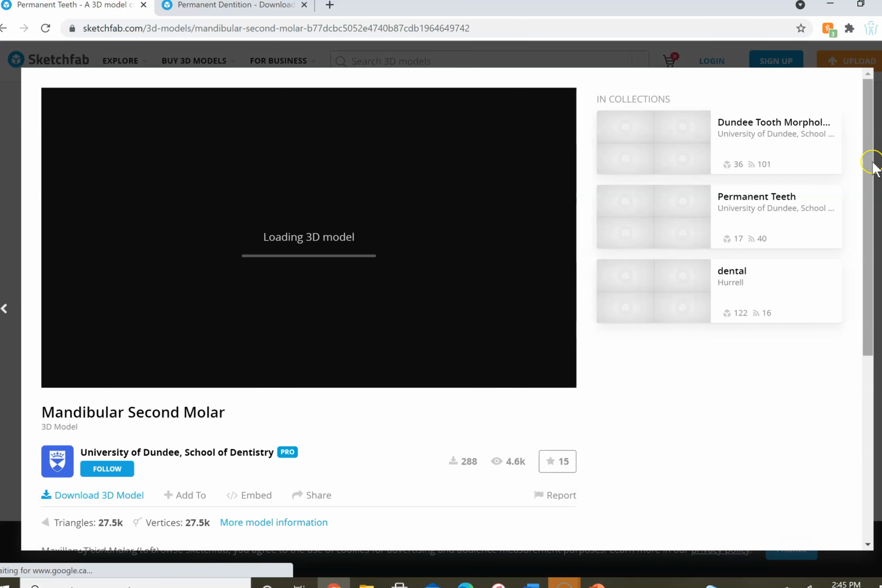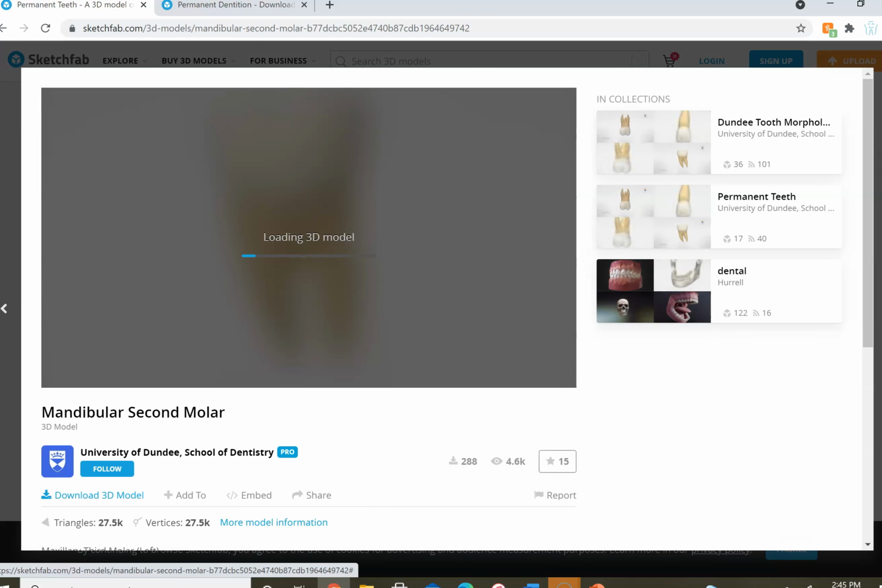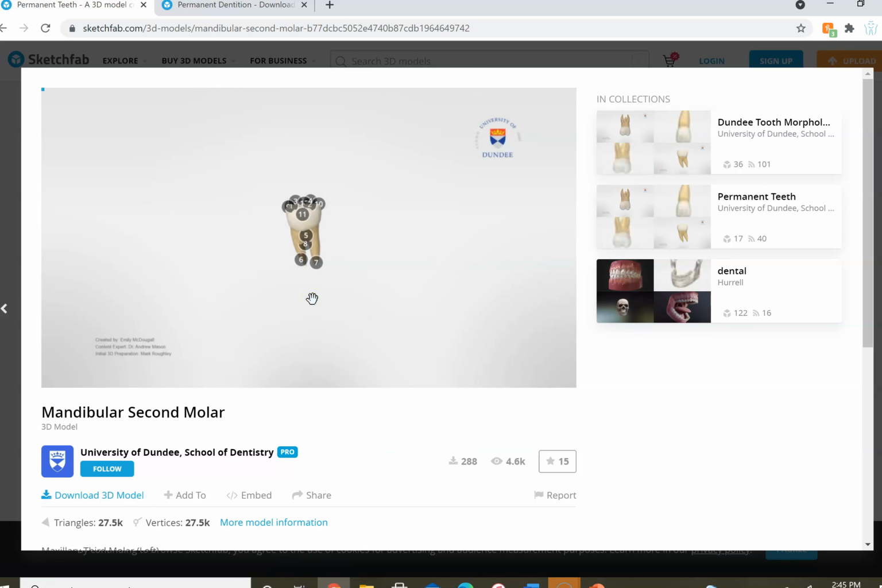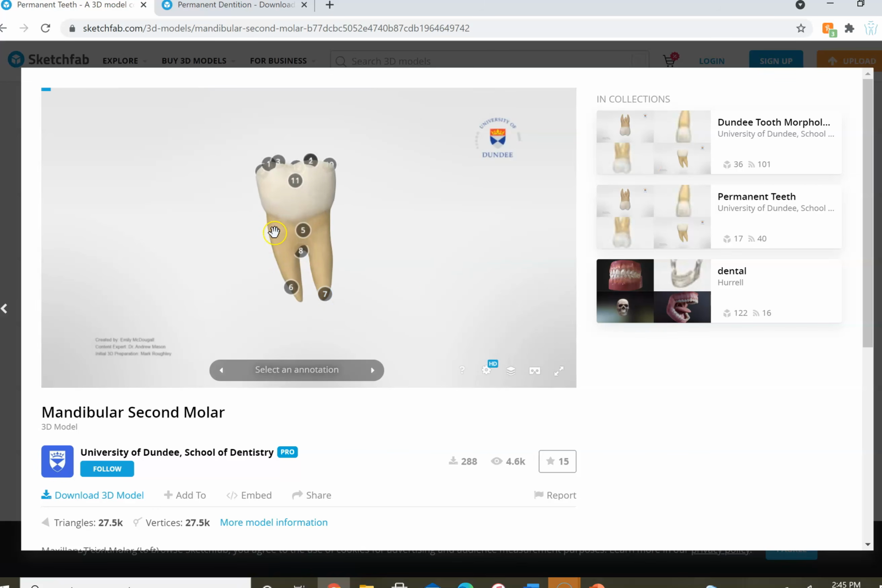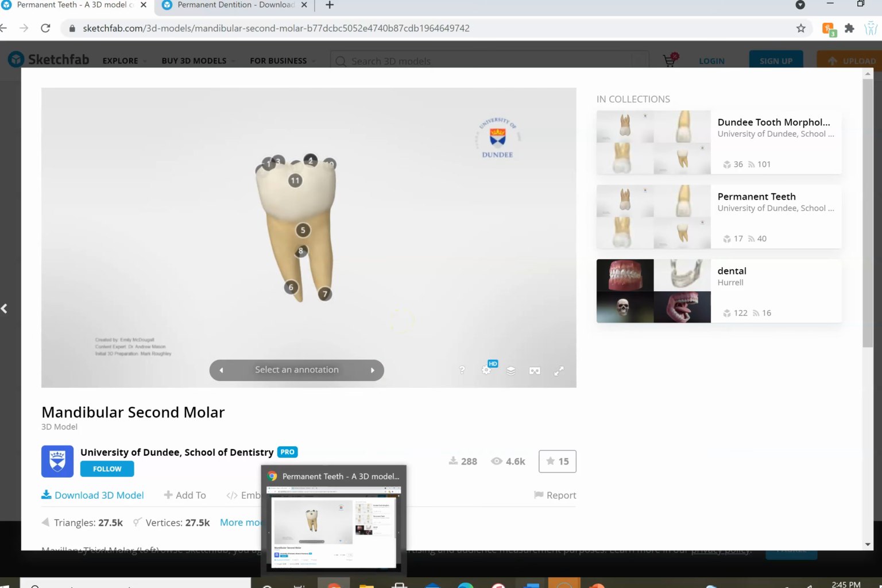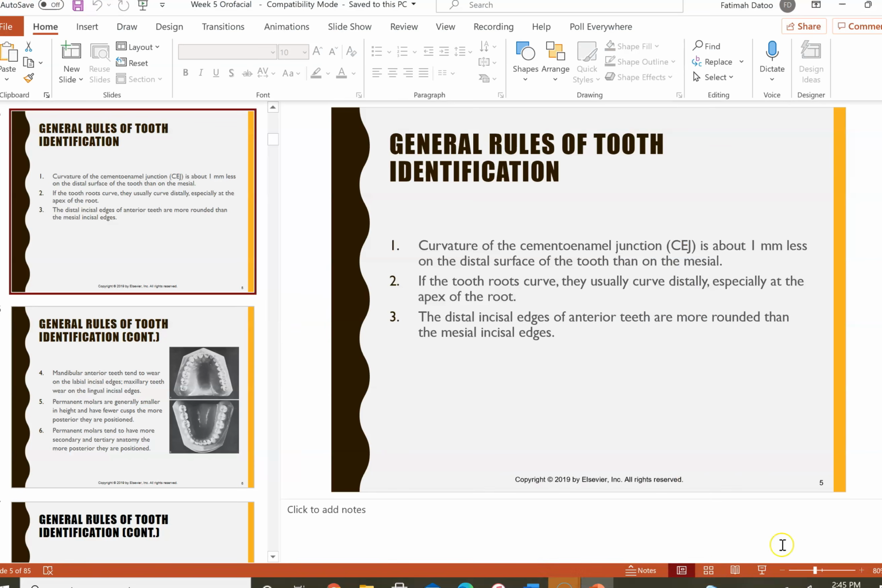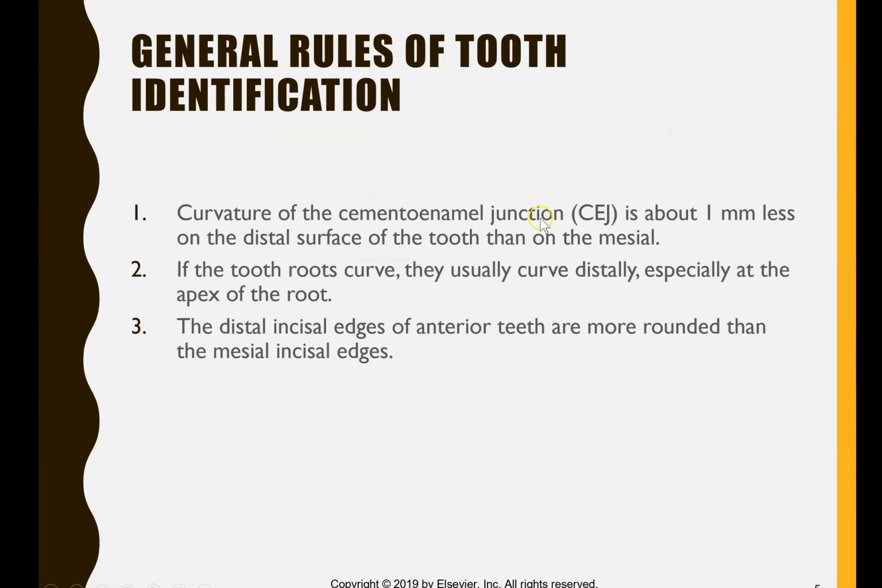then you know this is the distal side. Let's just open this up so we can see it better. This way is distal because the roots go distal. So the roots always curve distally. Another point: we looked at the CEJ, which curves more on the mesial, and the roots curve distal. And then here's another one.